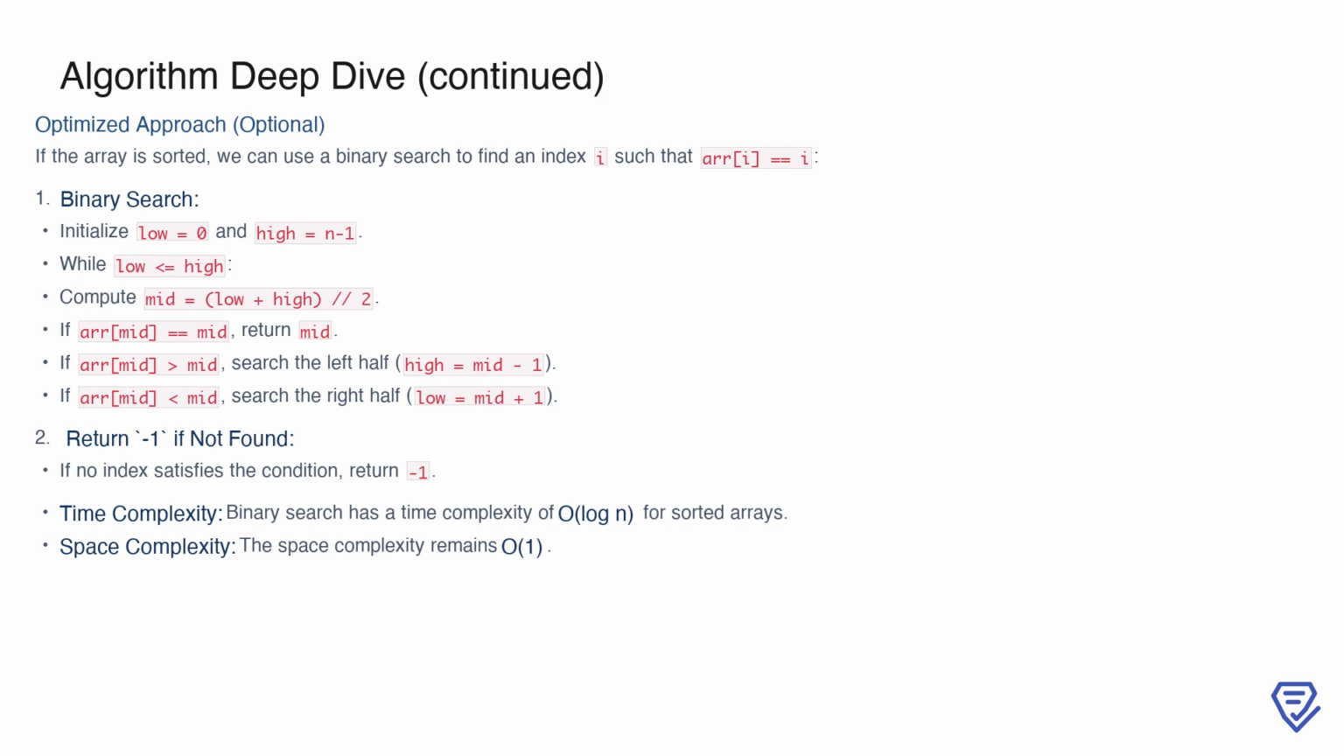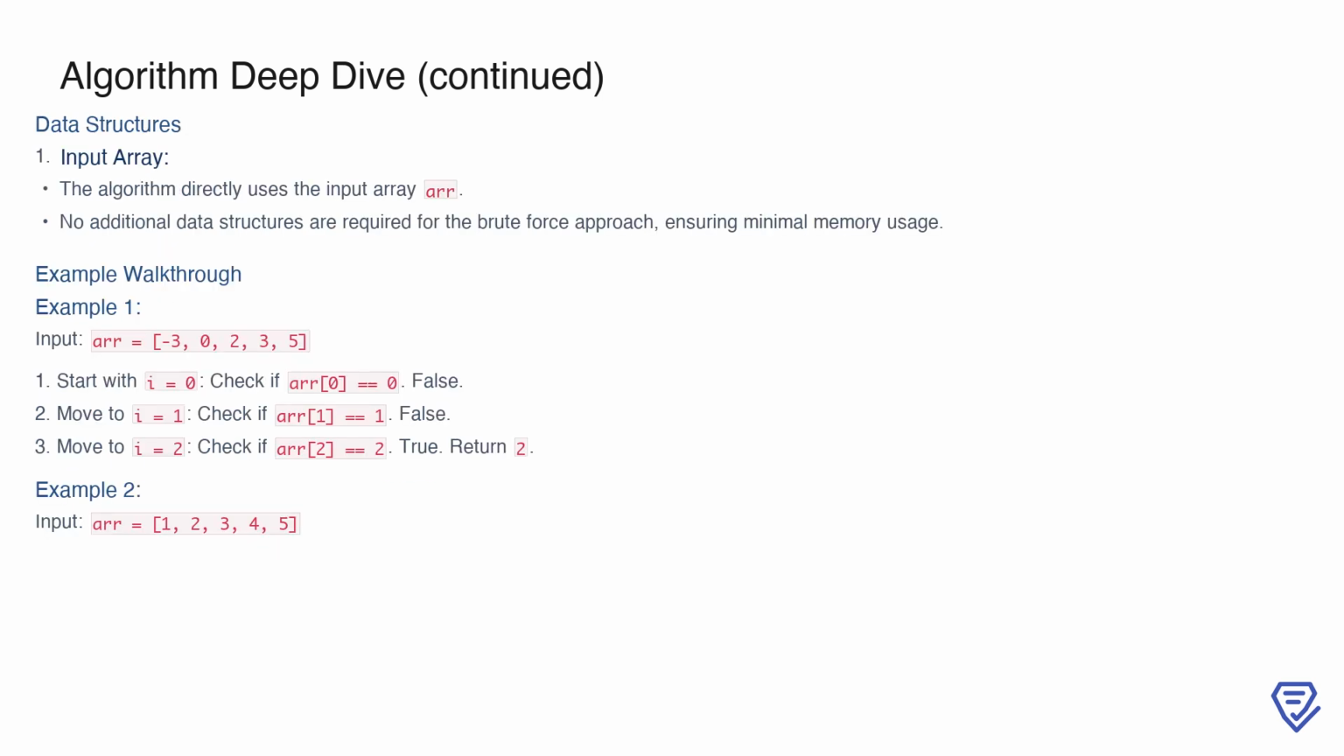However, this method is only applicable if the array is sorted, highlighting the importance of adapting algorithms to the properties of the input. For both the brute force and binary search approaches, the input array itself is the only data structure used. This ensures minimal memory usage.